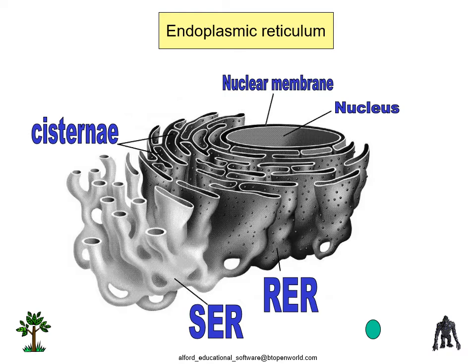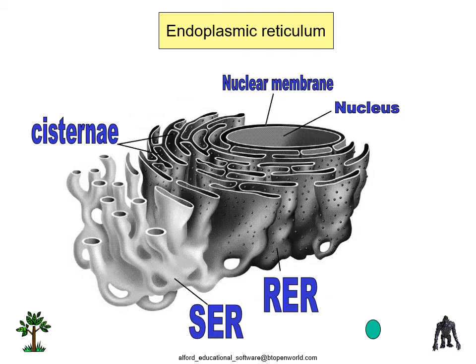So the proteins are produced on these ribosomes on the surface of the rough endoplasmic reticulum, and then the proteins enter the rough endoplasmic reticulum, and that provides them with a pathway, if you like. So it transports the proteins throughout the cell.